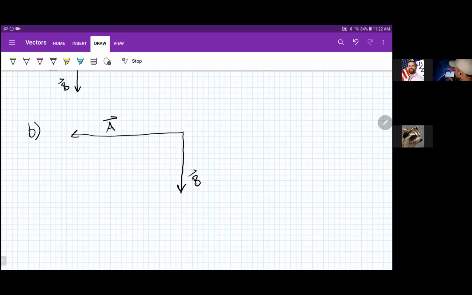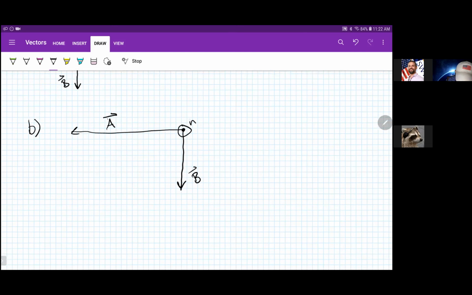Again, I've got my index finger in the A direction. I've got B going down, and so my thumb's pointing out of the page. So it would be coming out of the page. So I would draw it like this. That would be my N hat. All right, so good. Out of the page. Yes, out of the page. Good job.